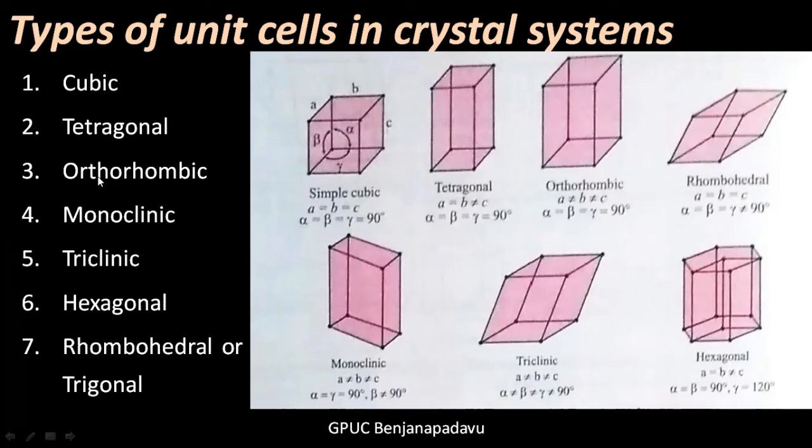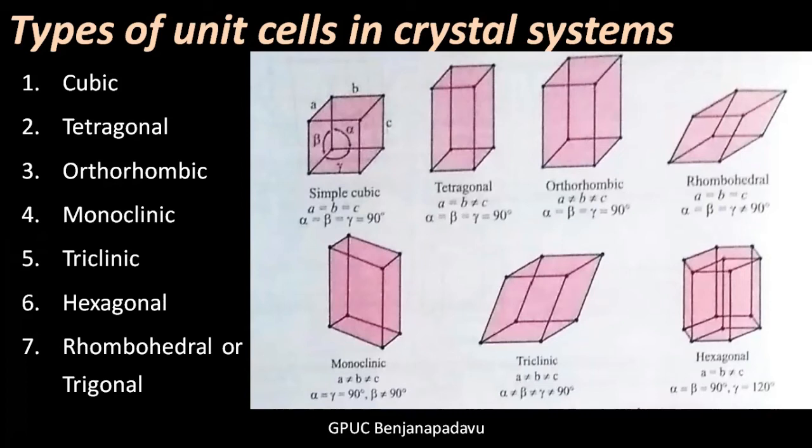This you have to remember. Use the mnemonic: C Tom, the hero. C refers to cubic, Tom, T-O-M: tetragonal, orthorhombic, monoclinic. The hero: triclinic, hexagonal, rhombohedral. So seven crystal systems exist: cubic, tetragonal, orthorhombic, monoclinic, triclinic, hexagonal, and rhombohedral.